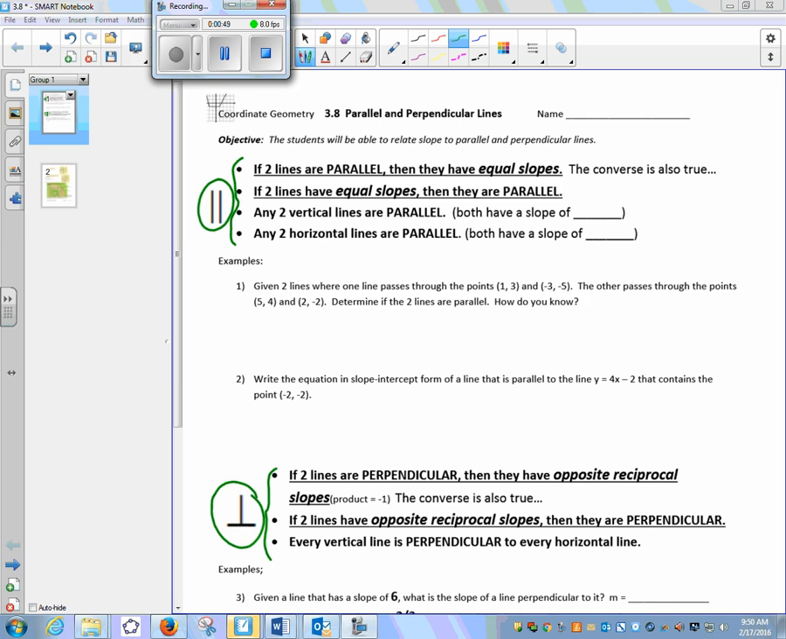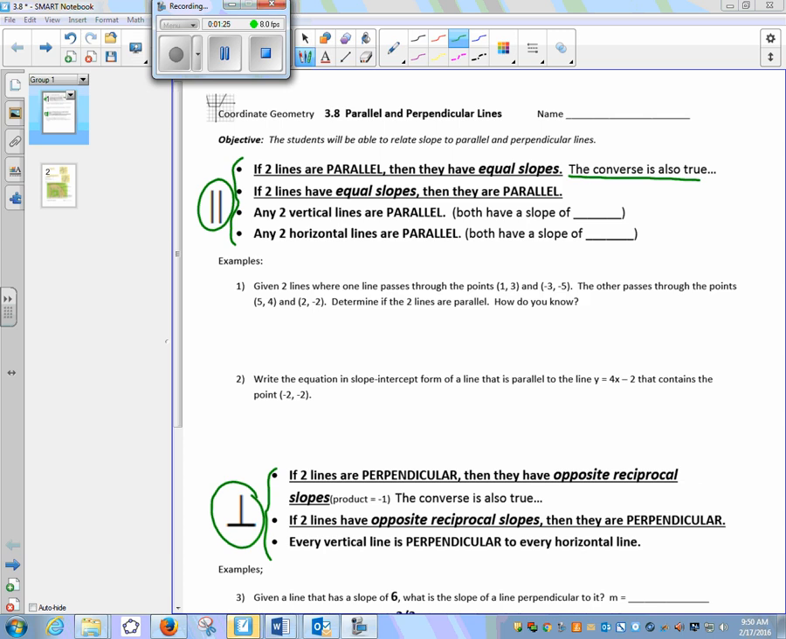So if one line has a slope of 3, and there's a line parallel to it, it also has a slope of 3. The converse is also true, meaning if you have two lines and you know their slopes, let's say this has a slope of 2, and this has a slope of 2, then you can conclude the lines are parallel. So remember, converse just means you're flipping the if and the then.